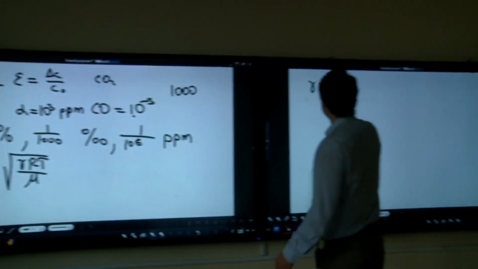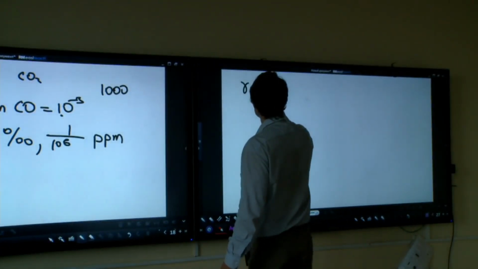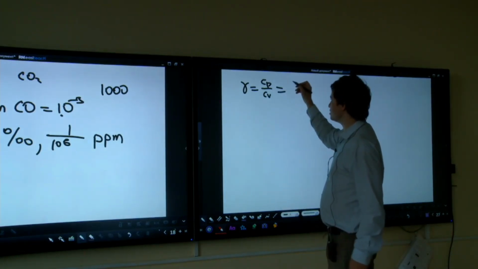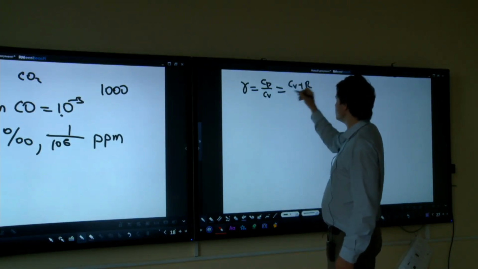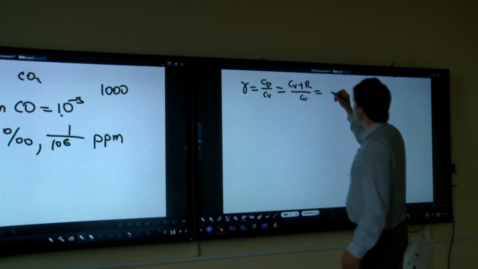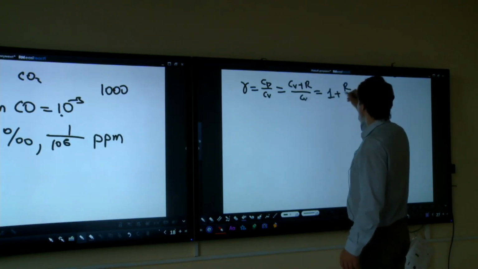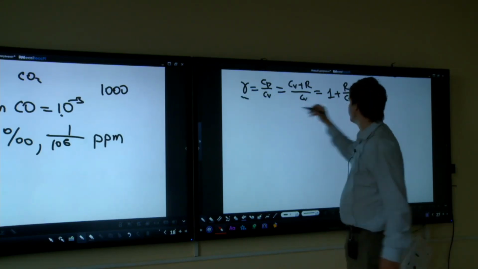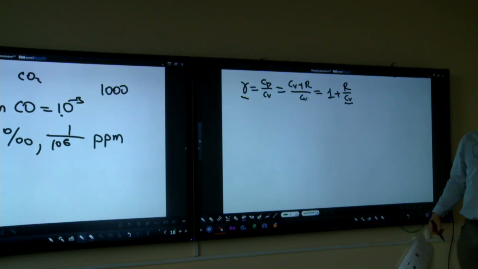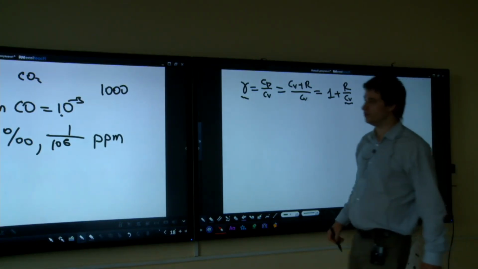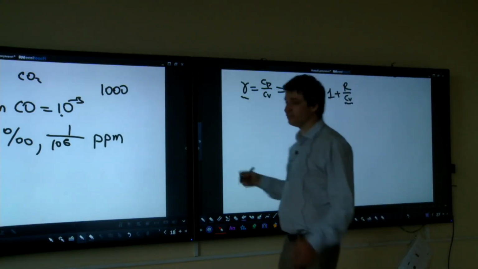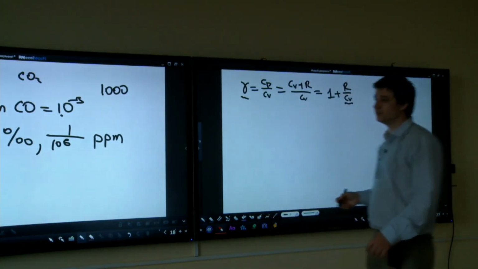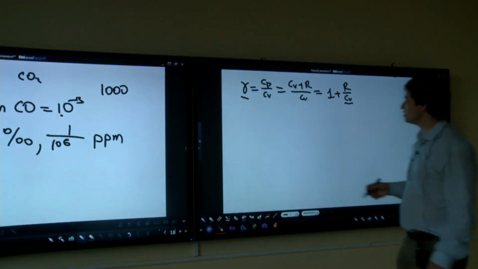Okay, gamma is Cp over Cv. And since this is ideal gas, I assume that this is Cv plus R over Cv. That gives me 1 plus R over Cv. So this reduces my problem from calculation of gamma to calculation of Cv of the mixture. And we have done this previously, 2 problems before. We have calculated the molar heat capacity of the mixture of gases.